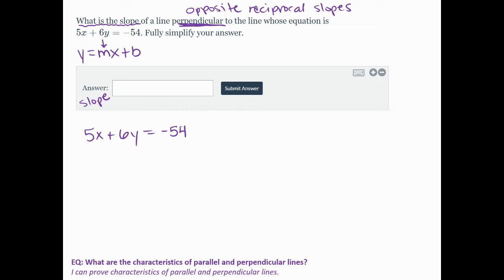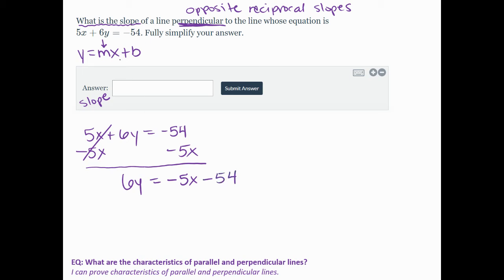So I'm going to do the same thing. I'm going to solve for y. So I have 5x that I need to move to the other side. I would do that with subtraction. And so I subtract 5x from both sides. And really quickly, that works because 5x minus 5x is in fact 0. So I have 6y equals, again, put the x in front, so negative or minus 5x, and then the minus 54 in the back.